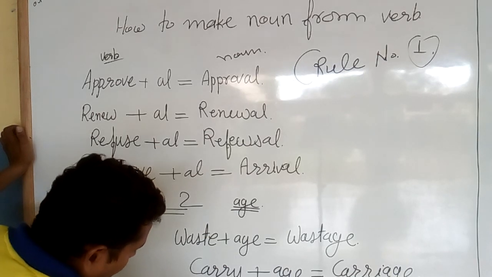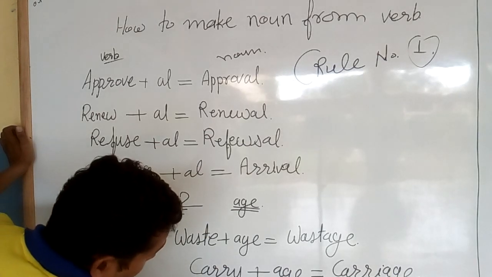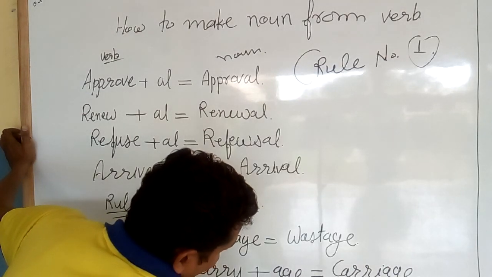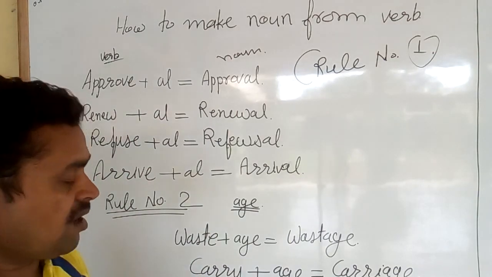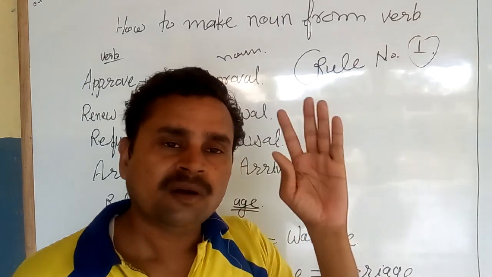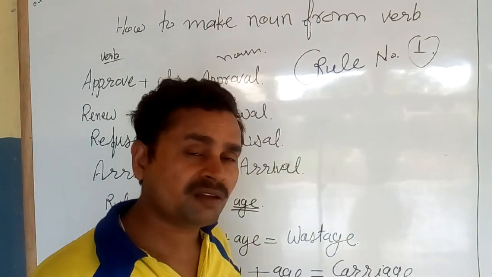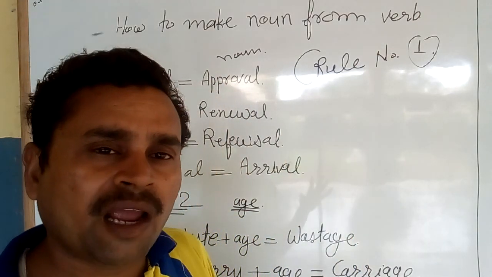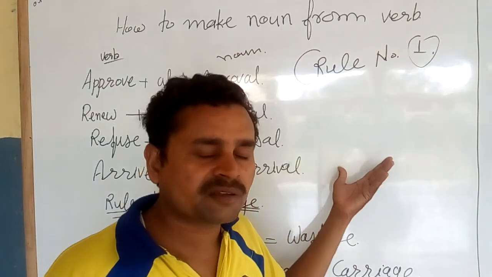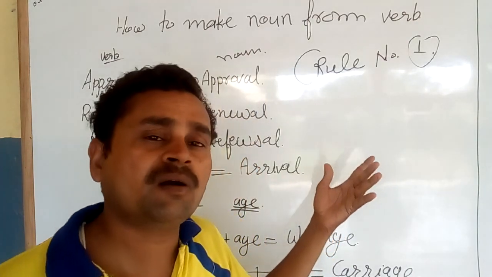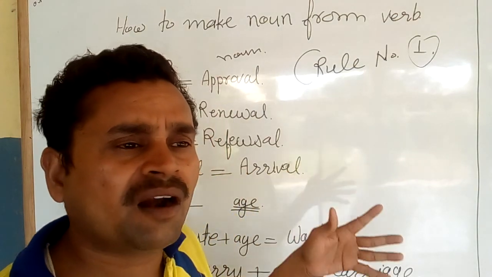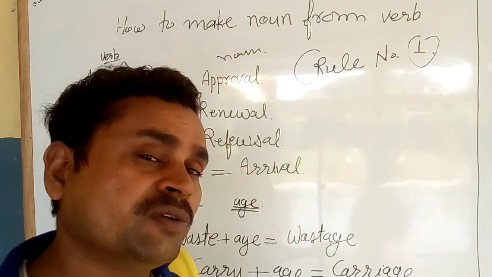Leak, for example, and you can add age. It will be leakage. So this is also an interesting matter for all the students. If you learn these rules, you will never make a mistake. You will not repeat the mistakes which you made in the past.